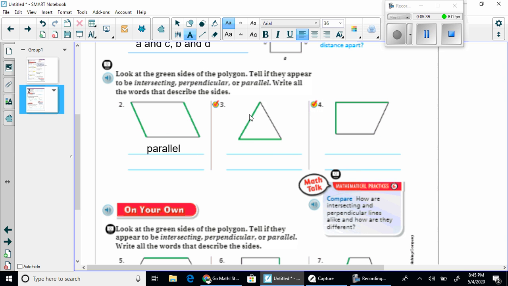Okay. All right, number 3, we are checking out this line here and this line. If you notice, these lines intersect, or they cross or meet each other. So therefore, they would be intersecting lines. Now, the difference between intersecting and perpendicular is a right angle. If you notice, this would not form a right angle. So this would just be intersecting. So I would write intersecting on the line.